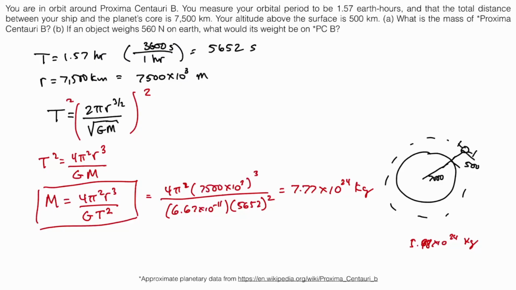Now what do they ask us to do, now that we found the mass? If an object weighs that much on Earth, what would its weight be on Proxima Centauri b? And by the way, Proxima Centauri b is a real place. I picked up the planetary data from Wikipedia, which got it from NASA, using, ironically, maybe not ironically, the Kepler Space Telescope.